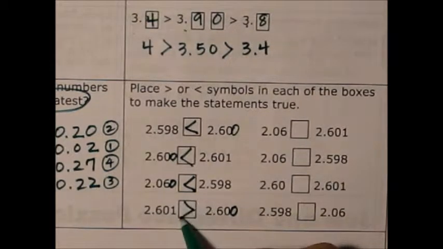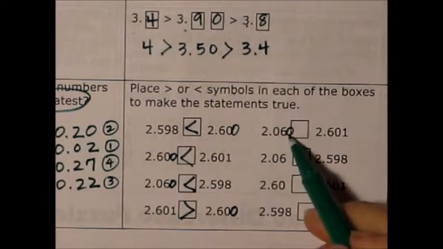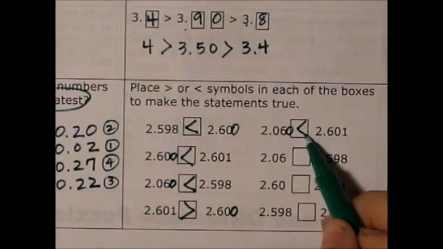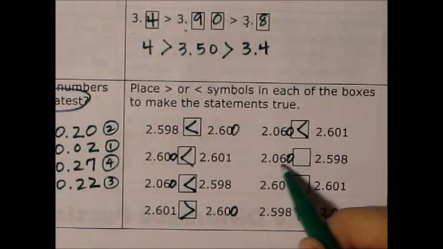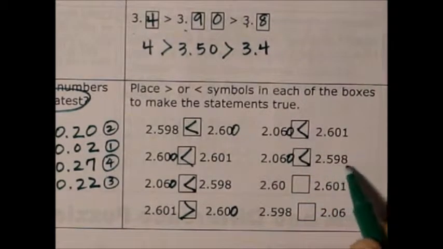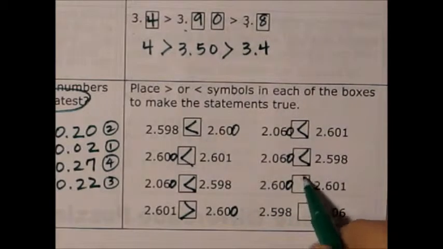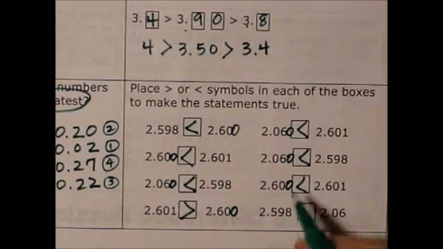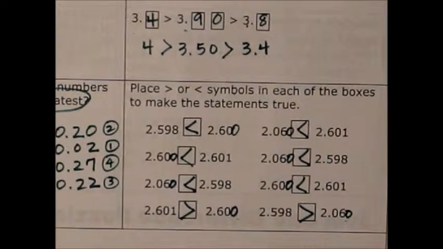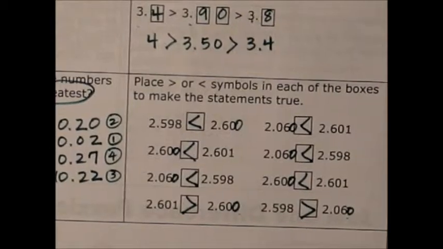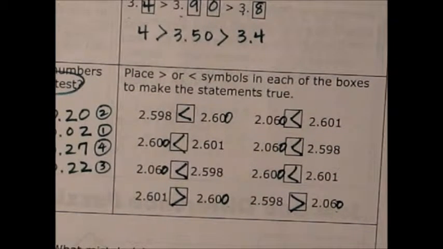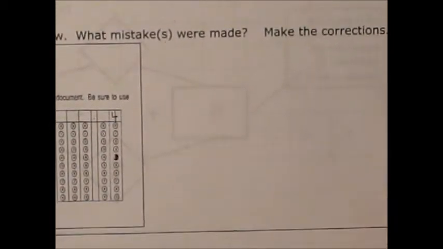601 is greater than 600. 60 is less than 601. 60 is less than 598. 600 is less than 601. 598 is greater than 60. Perfect. Now let's go on to what went wrong down here at the bottom.